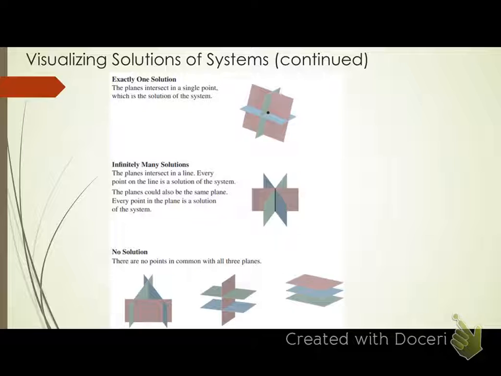No solution is where the three planes do not have points in common at all. Two of my planes can have points in common, but they all three need to have points in common for it to be a solution. So here, not all three have a point in common. Here, not all three have a point in common. Here, none of them have any points in common. They're all parallel to each other. Okay? I'm not going to ask you to graph these or draw any graphs of these. I just wanted to show you what it would kind of look like if we were to graph them. Okay? So don't worry about graphing. Are there any questions so far?